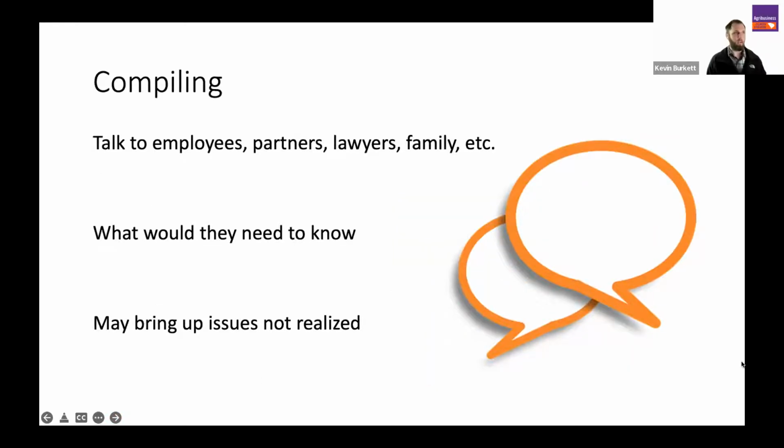So maybe a first step in trying to understand and compile this information is talking to a lot of folks that are involved with the business. This can be employees, business partners, potentially lawyers and advisors to the farm, and certainly family members if they are going to be involved or have to step in some way in those scenarios. And so maybe simply going to them and asking, well, what would you need to know in order to continue the operation of the business? And it might bring up issues that were not previously realized.